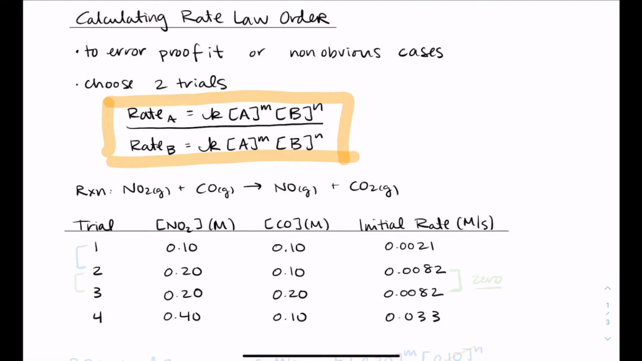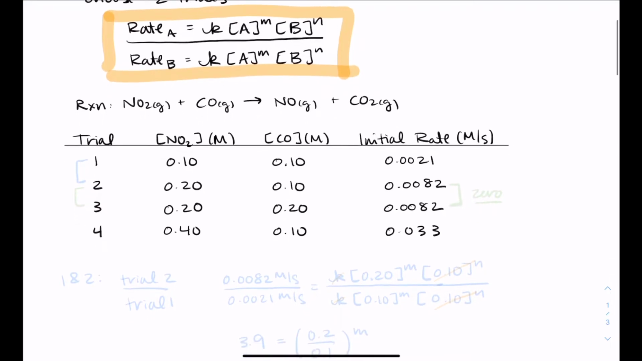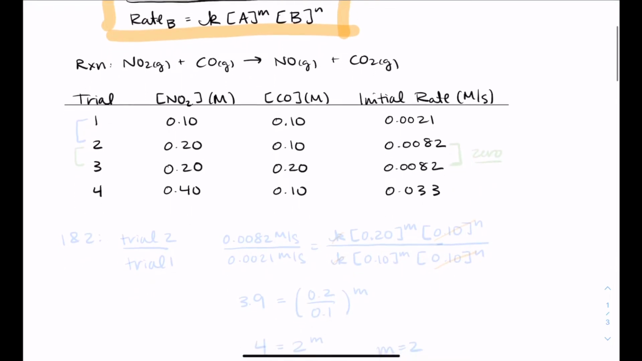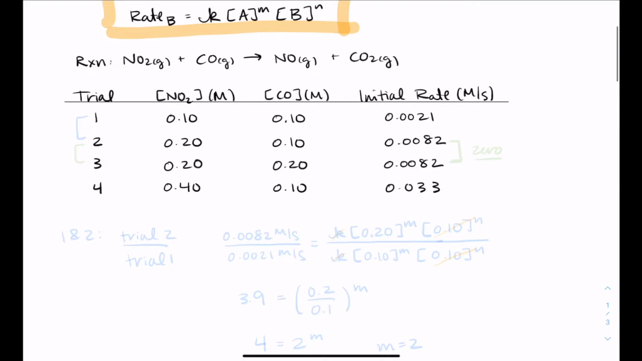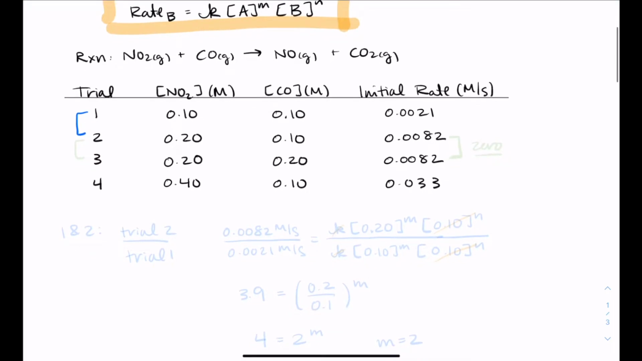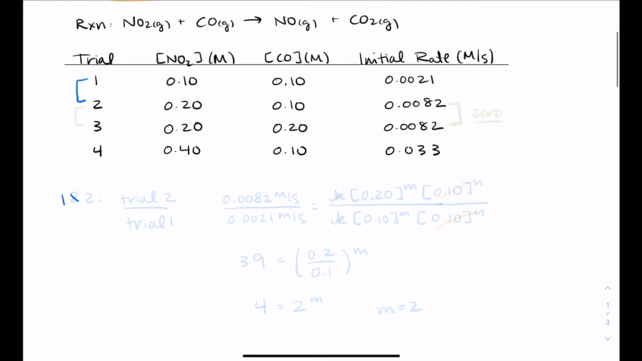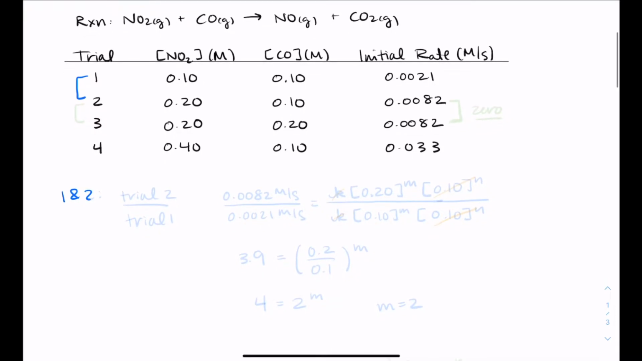So I'm looking for what is the dependency on NO2 and what is the dependency on carbon monoxide. So I need 2 trials to compare where one doesn't change and 2 trials to compare where the other doesn't change. So from trial 1 to trial 2, NO2 is 0.1 and then 0.2. Carbon monoxide is 0.1 and 0.1. So if I compare trials 1 and 2, it will tell me how the NO2 concentration change affects the rate because it is the only thing changing.